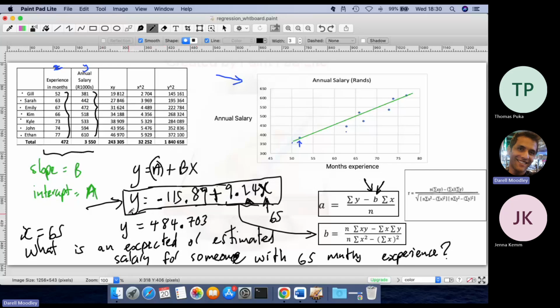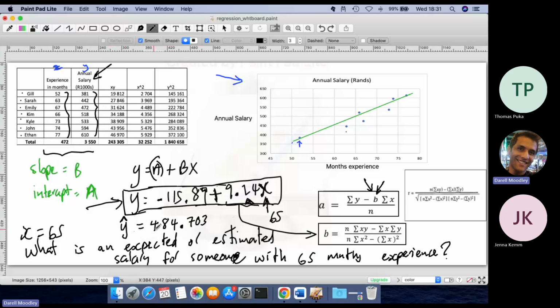Now, general convention is instead of writing y, because what we're doing is making an estimate, we're not too pedantic about this, but to be technical, it's actually y hat, like this. Hat just means you're making an estimate of what the actual y is. But it's not a train smash. So just keep this in mind. Your estimate for someone who has 65 months of experience is 484.703. But just remember, your y is in units of 1,000.